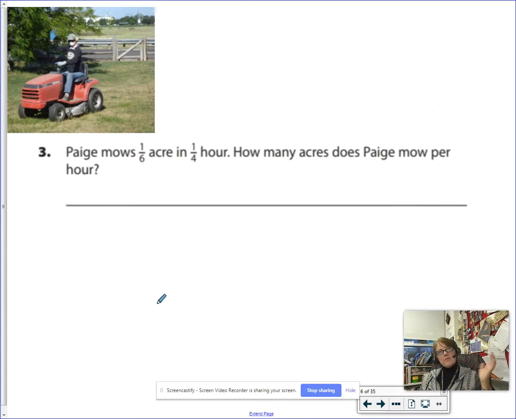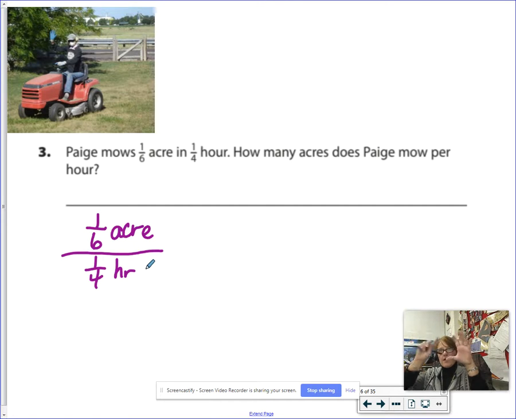All right, Paige. Paige is mowing. They have a huge place out in the country, and there's a lot of grass to mow. So she's on her nice riding lawnmower, and she can do 1/6 of an acre in 1/4 hour. Stop right there. 1/6 acre per 1/4 of an hour. Think of your clock. 1/4 of an hour is 15 minutes, okay?